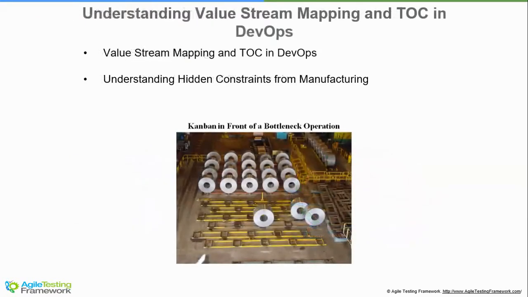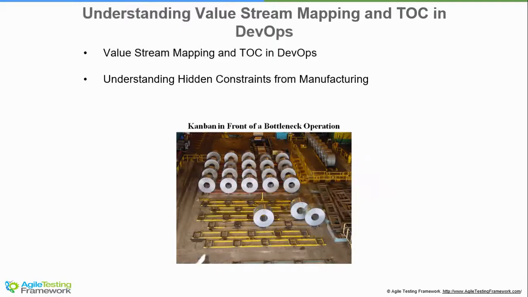So when we look to apply value stream mapping or theory of constraints to DevOps, there are a couple of issues practitioners should be aware of. First, value stream mapping and theory of constraints have traditionally been applied to manufacturing, where we understand outputs are tangible and easier to measure.